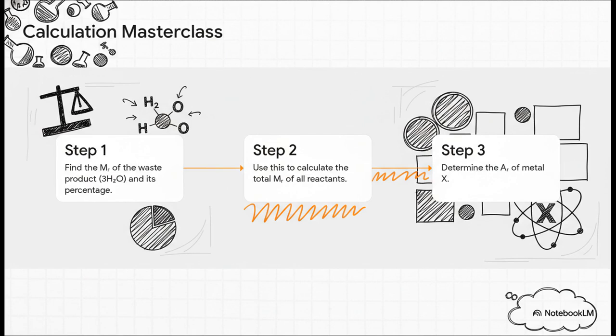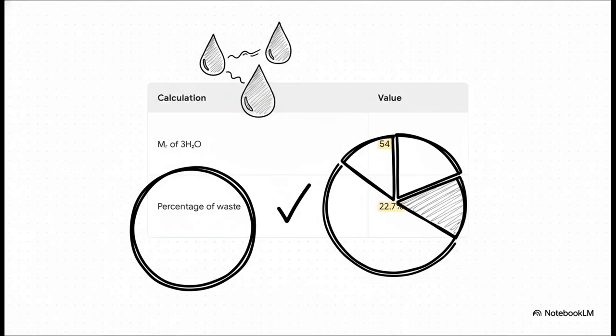First, we'll figure out the mass of all the waste and what percentage of the total that is. Then we'll use that to scale up and find the total mass of everything involved. Finally, we'll just subtract the waste to find our answer. First things first, let's look at the waste. The equation shows we make 3 moles of water. Since the MR of one water molecule is 18, the total mass of our waste is 3 times 18, which is 54.